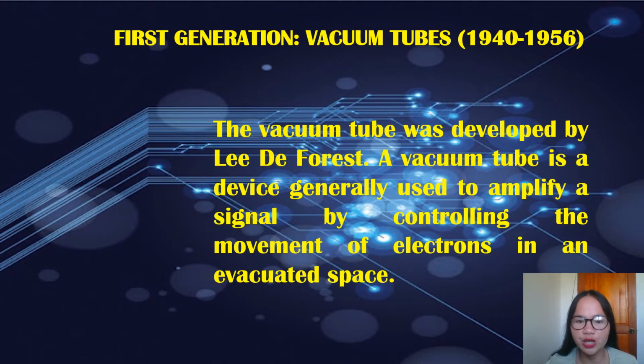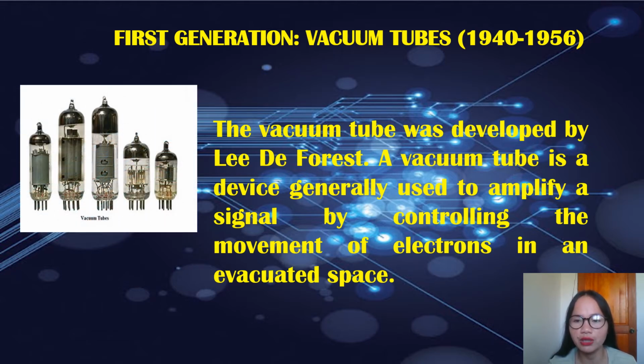The first generation, the example of these are the vacuum tubes, and it started within the year 1940 to 1956. This is an example image of a vacuum tube. The vacuum tube was developed by Lee De Forest, and it is a device generally used to amplify a signal by controlling the movement of electrons in an evacuated space.